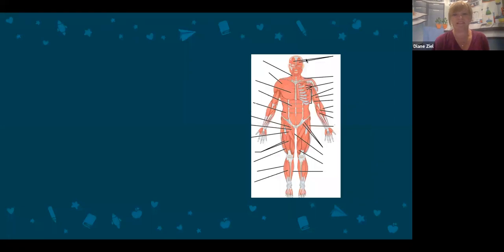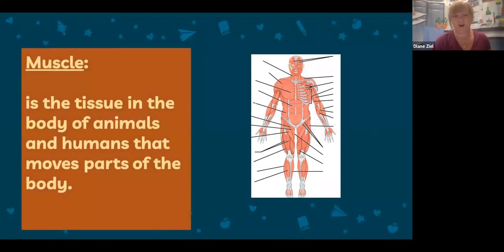Here you see the human body covered with all of this tissue. What is this called? Yes, those are our muscles. Muscle is the tissue in the body of animals and humans that move the parts of the body.